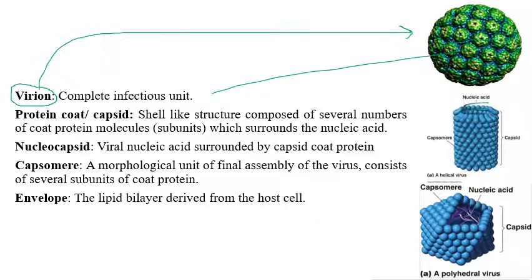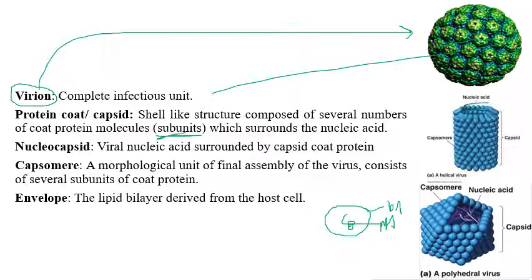The next one is protein coat or capsid. It's a shell-like structure composed of several coat protein molecules or subunits, which surrounds the nucleic acid. Let us consider this is the nucleic acid. This is called protein coat.